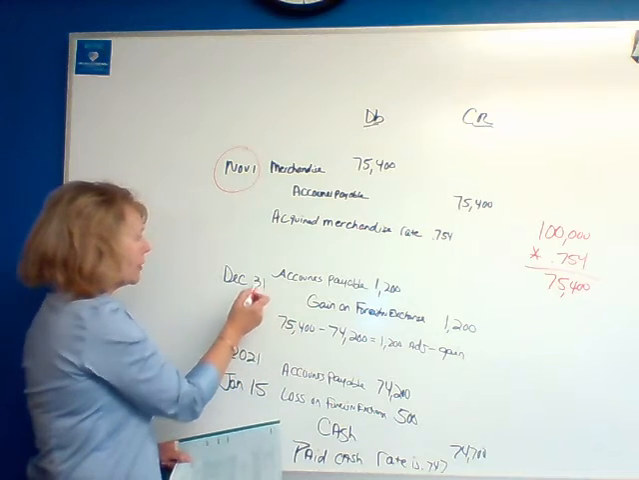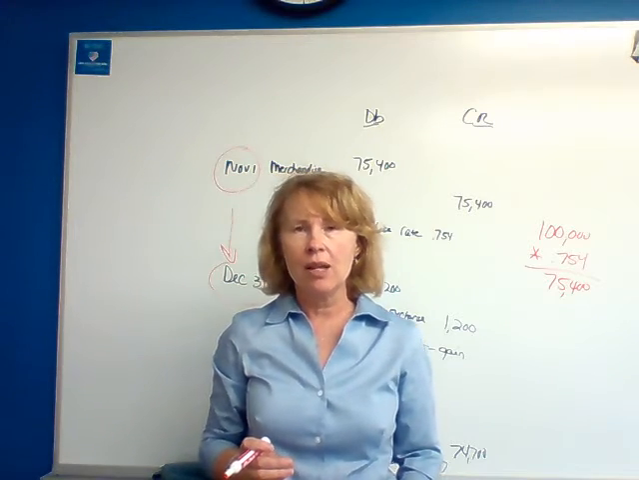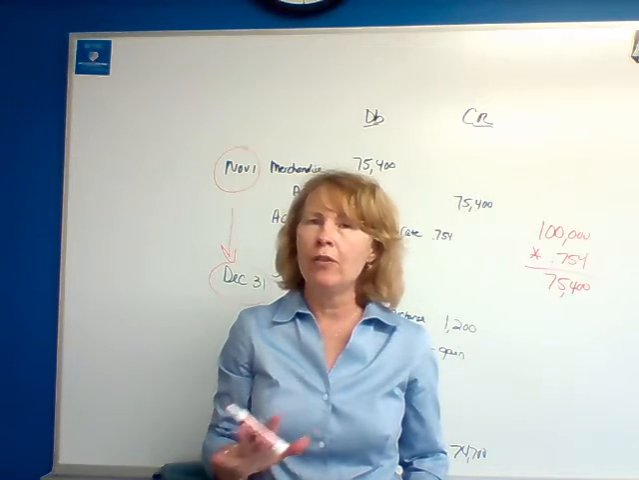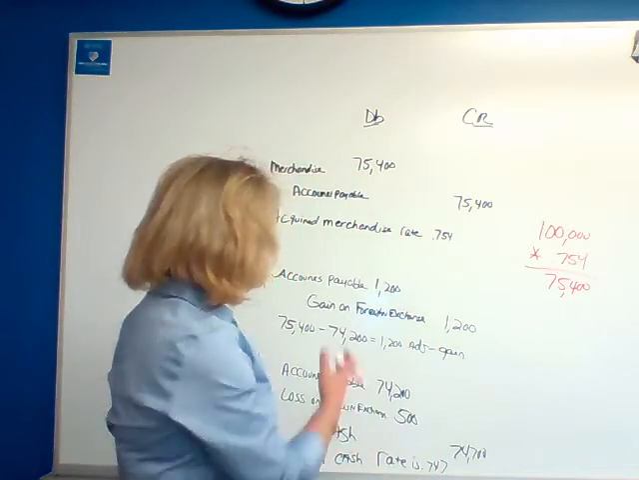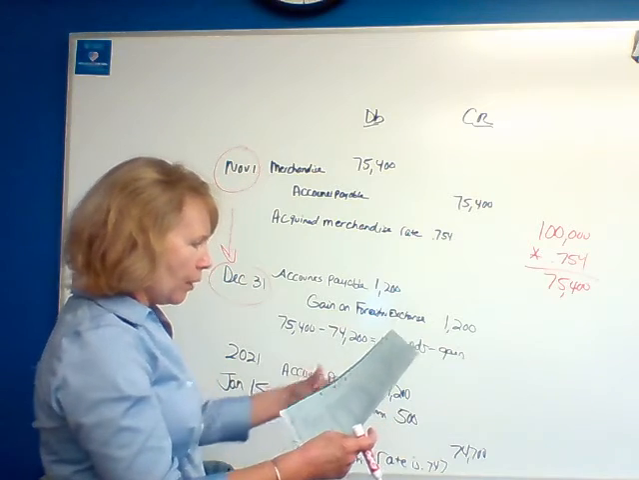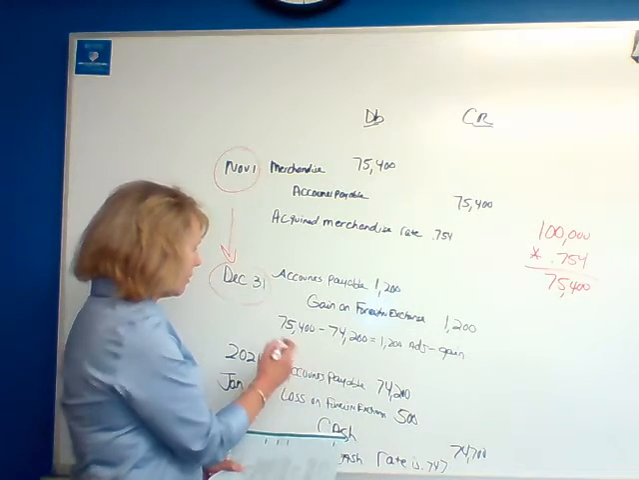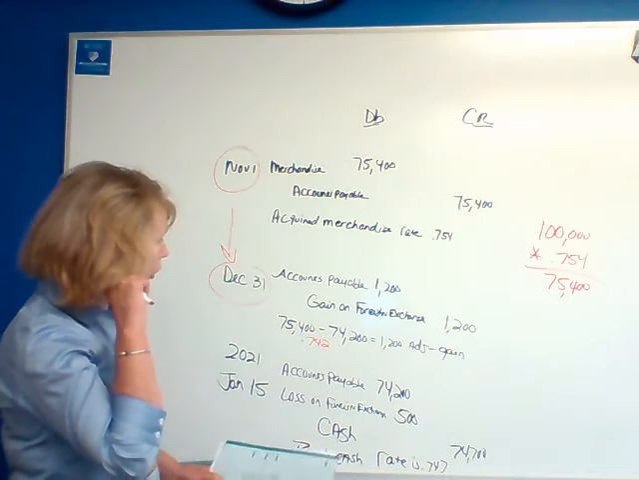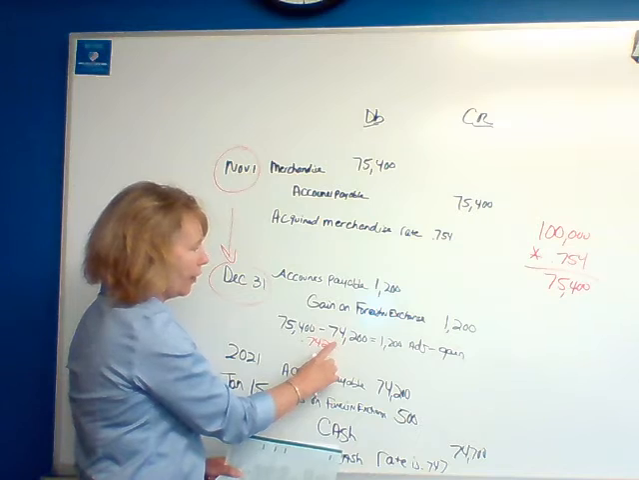But look at the date. It's December 31st. When you have international transactions that have not completed by the end of the year, you have to adjust it at the end of the year to whatever the spot rate is. Even though they haven't paid on this yet, they still have to adjust to whatever the spot rate is at that time. The spot rate at the end of December is 0.742. You take the 100,000 times 0.742 and you get 74,200.